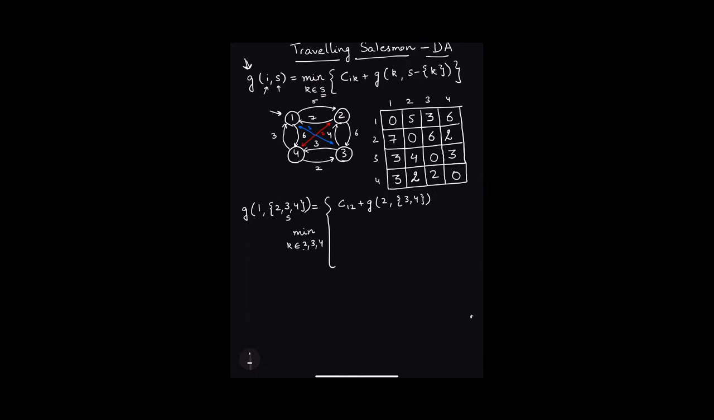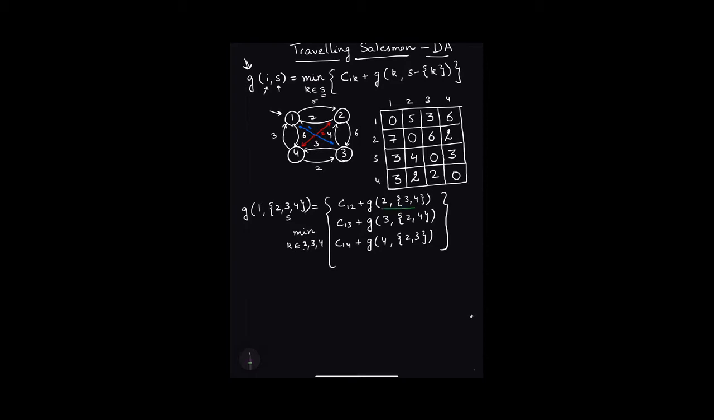Similarly, if k is equal to 3, this becomes C of 1, 3 plus G of 3, and the state space is 2, 3, 4. We are subtracting 3 from it, so this becomes 2, 4. Similarly, C of 1, 4 plus G of 4. The state space is 2, 3, 4, and we are going to subtract 4 from it. So this becomes 2 and 3. So this is the first set of equations that we have got.